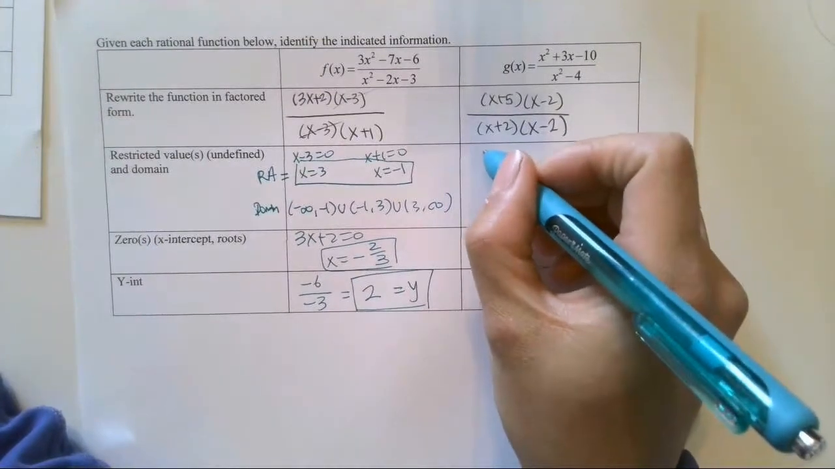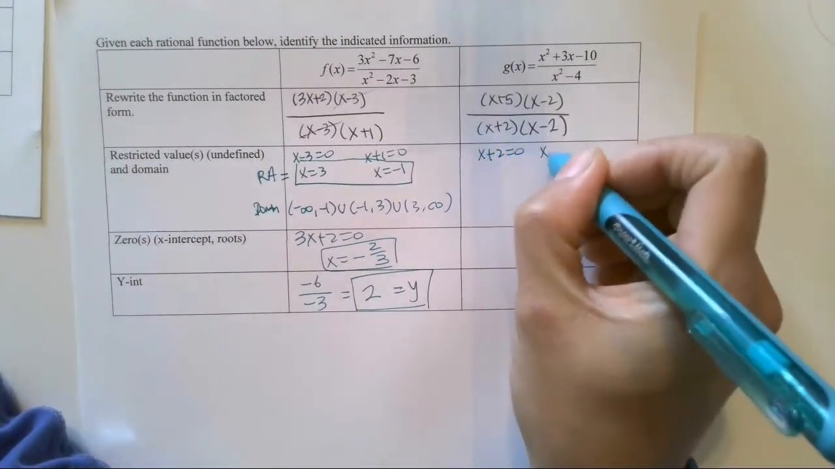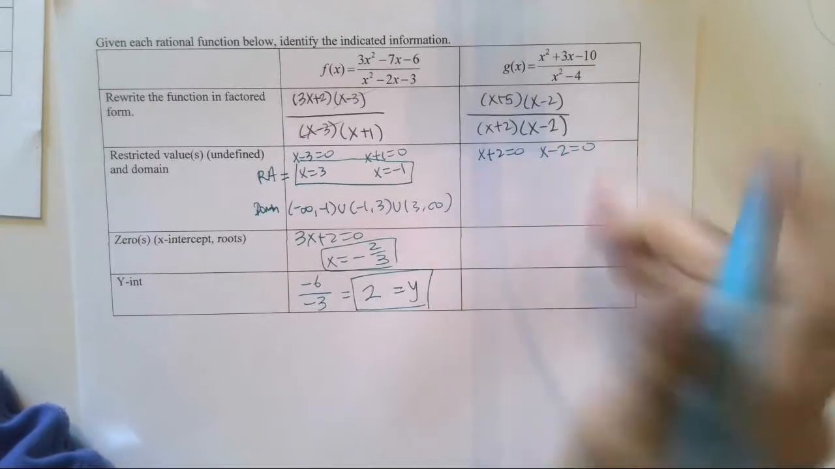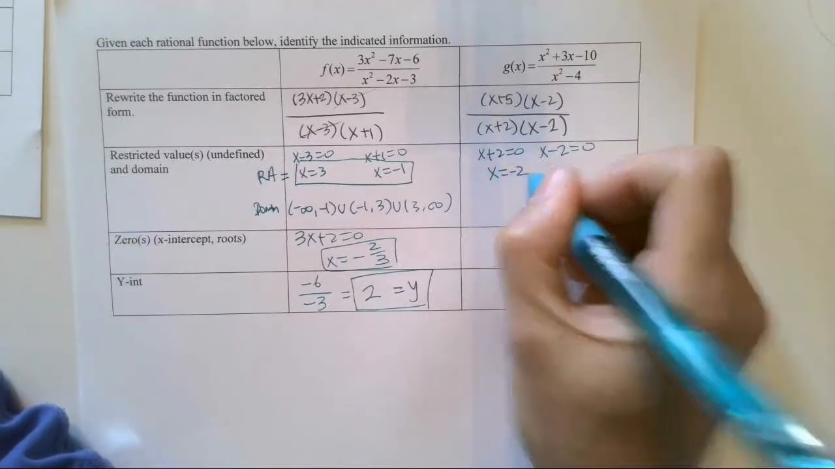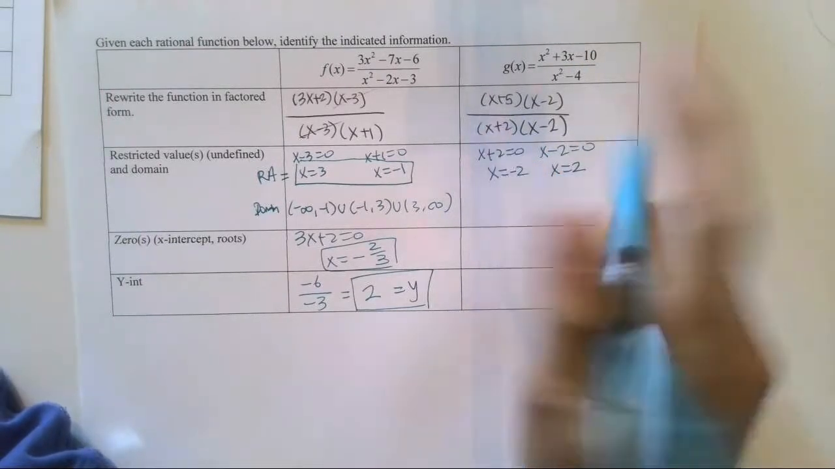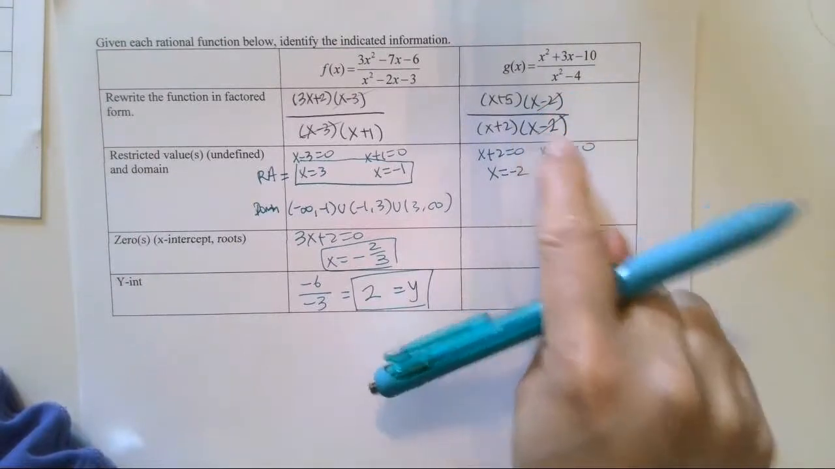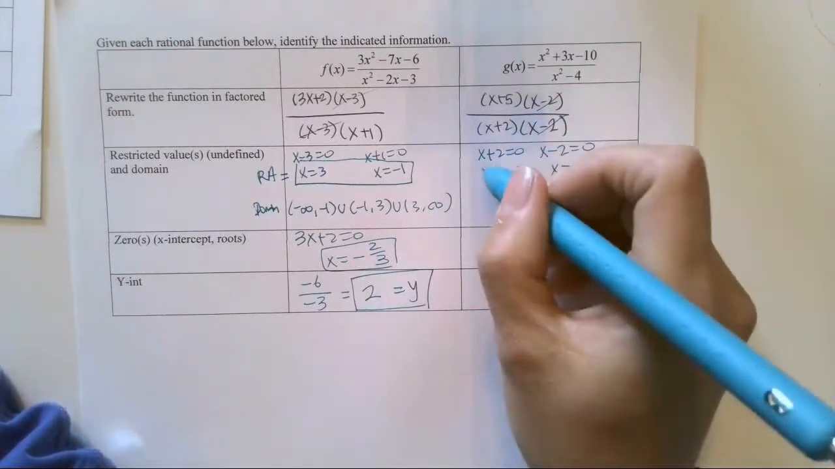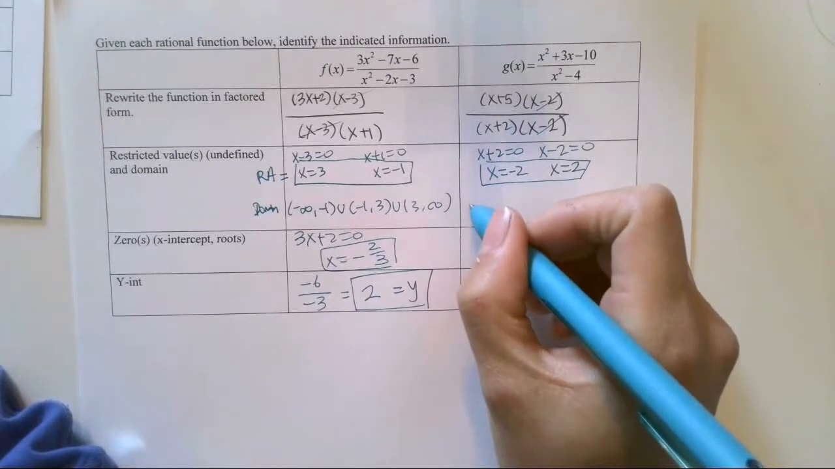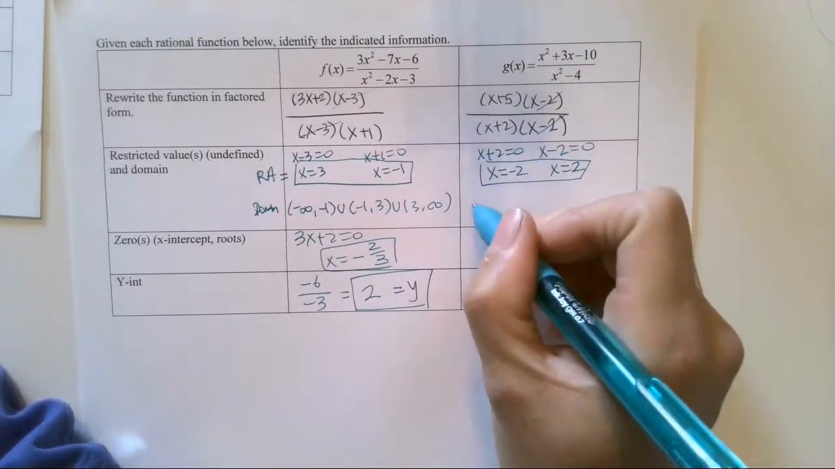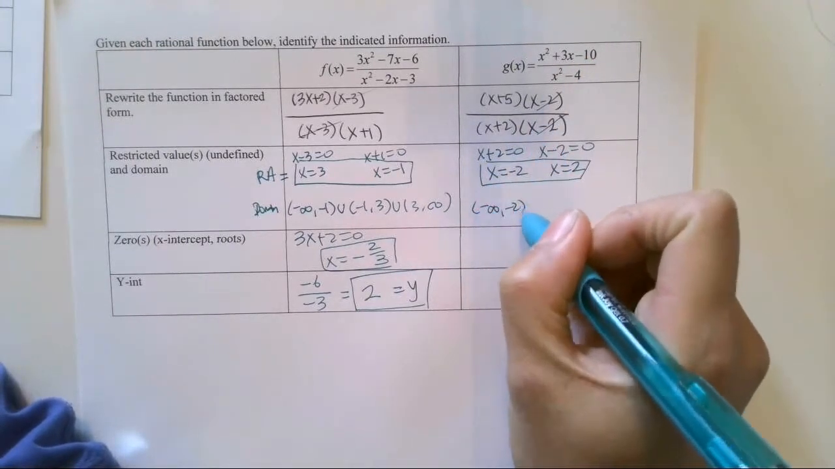Alright, let's do one more over here. Restricted values: denominator equal to 0. And watch, when I said denominator equal to 0, notice that I am including the one that's canceling. Negative x minus 2 has to be included over here. You just don't do it when you find the zeros. So the domain will be negative infinity, negative 2.